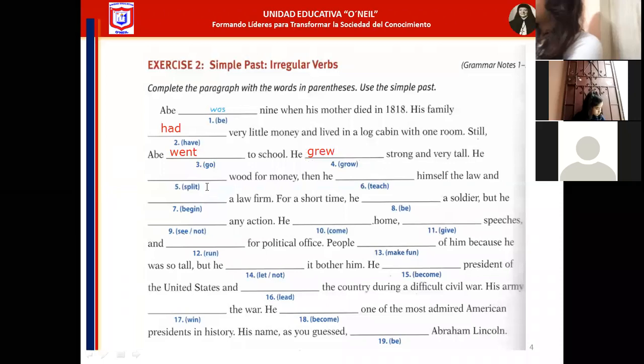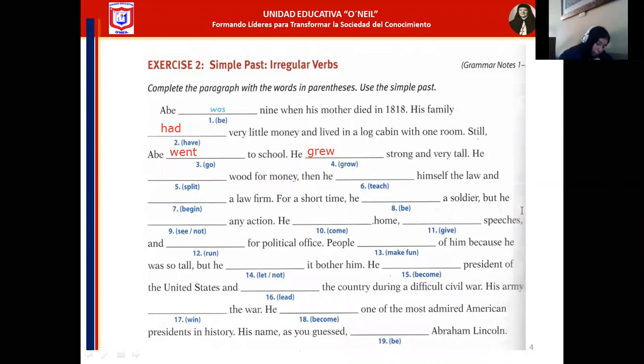Let's continue. Este de aquí lo voy a hacer yo. Tal vez este verbo no estaba en su lista. Pero dice, he split wood for money. Okay, number five. Split is the same writing, but when you pronounce this verb, you change. In the base form is split. In the past tense is split. Okay, como que está sacando la T bien pronunciada. Split. Ajá. He split wood for money.